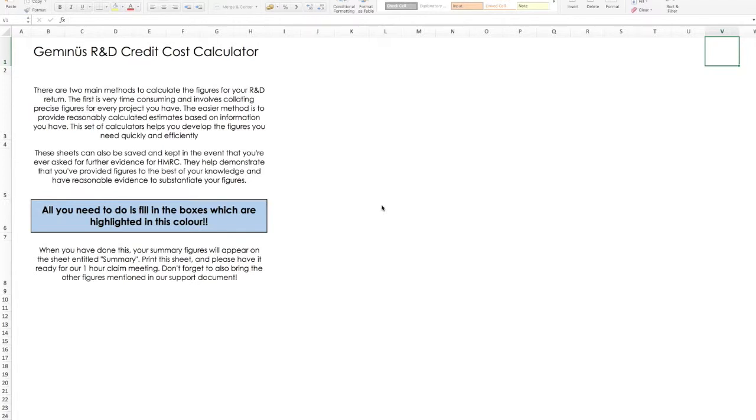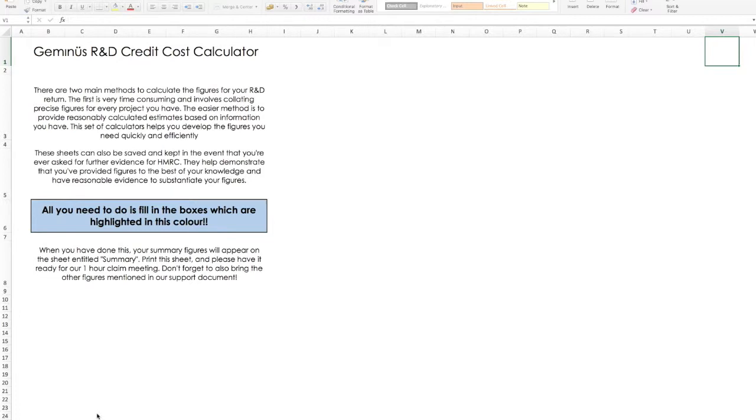And thirdly, it gives some good evidence to HMRC about the type of work that you're doing that we would normally attach to your claim report as an appendix. So if HMRC did ever pick your claim to have a look at, they'd be able to have a good look through, see what you're doing, and that may negate the need for a visit.